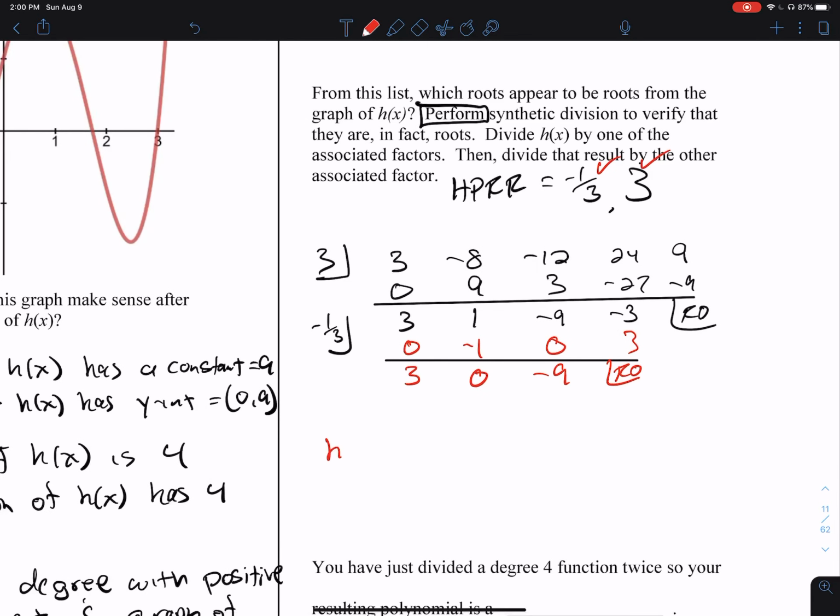So these two that we thought were going to work actually did. So what are we left with? We don't have any guesses on what this is going to be. So one of our factors, if 3 is a root, is x minus 3. Another factor, if -1/3 is a root, is x plus 1/3. And then our final factor is this fella. This is a constant. This is 0 times x. This is 3 times x squared. So that's 3x squared minus 9.